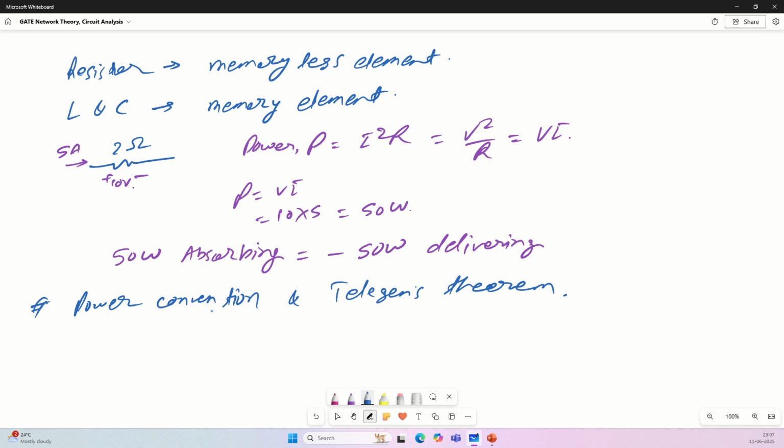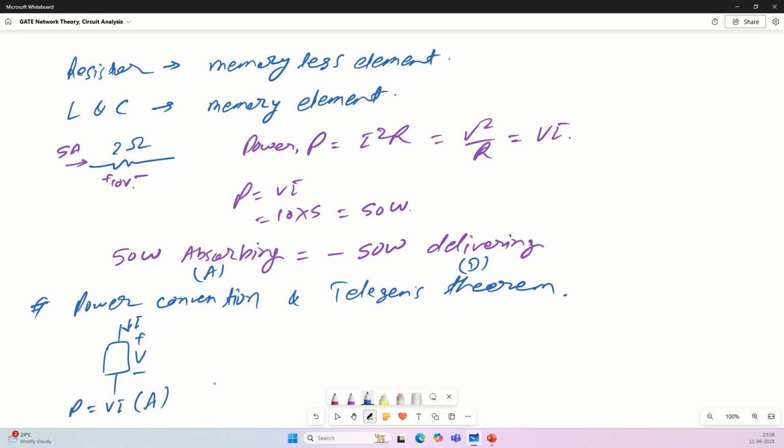Okay. So basically, let us say I have an element here, with a current I entering. This is my positive terminal and this is the negative terminal, and this is the voltage V. So what will be my power? That will be equal to V into I, and this will be absorbing. I'll put A for absorbing and D for delivering. So this is the positive terminal where current is entering, which means power is equal to V into I absorbing.